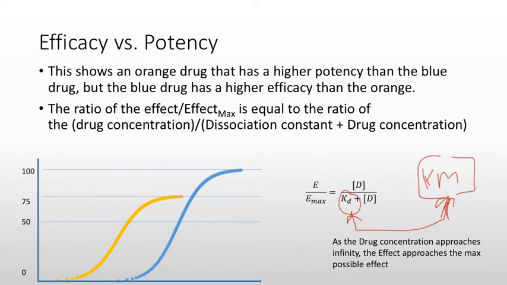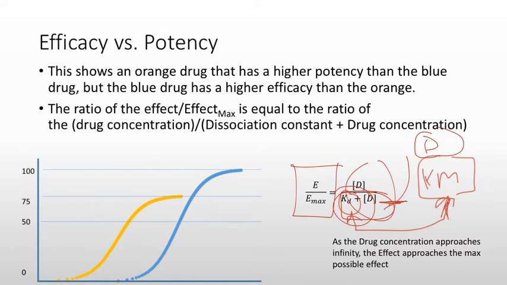And so you can see that as my drug concentration increases to where it's far above Kd, then this term reduces to the drug concentration. So when the drug concentration is really, really high, then I get an equation of 1 over 1, or any number over itself is equal to 1. That means that this ratio would also have to equal 1. And so as the drug concentration goes up really high, the effect approaches the maximum effect.